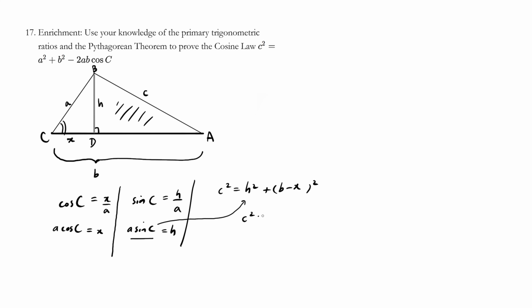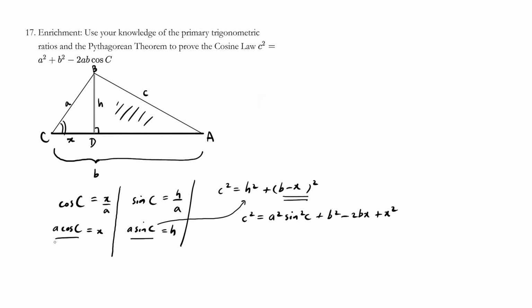So we have c squared equals h squared, which becomes a squared sine squared c. Sine squared c means sine c all squared. And we're going to FOIL this out. Plus b squared minus 2bx plus x squared.